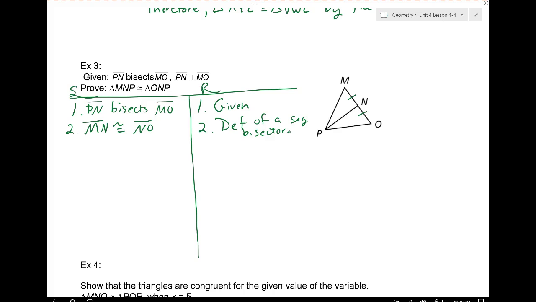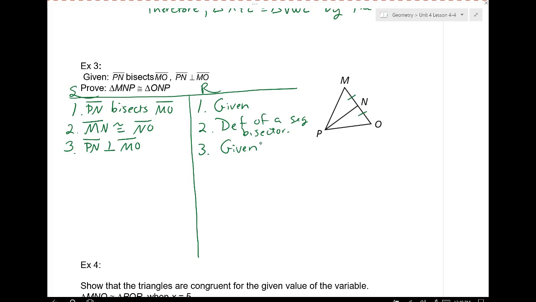Now what I'm going to do? Go back to the given again. All right, so on this one, I'm going to have segment PN is perpendicular to segment MO. When you have perpendicular lines or perpendicular segments, what type of angles are formed? Right angles. That's what you're going to end up using here.